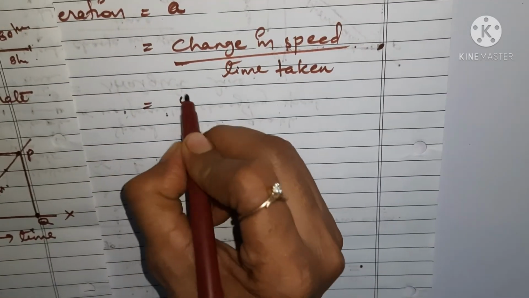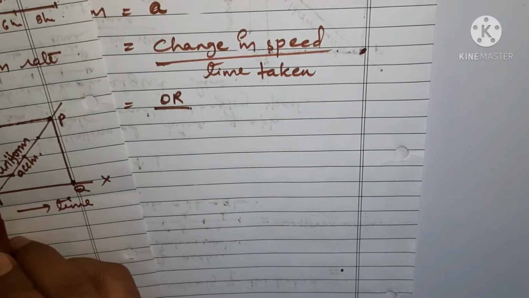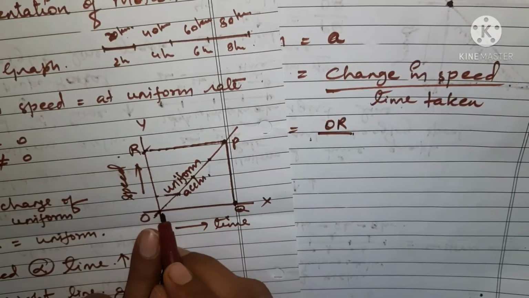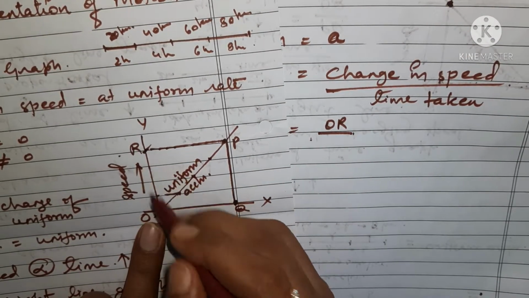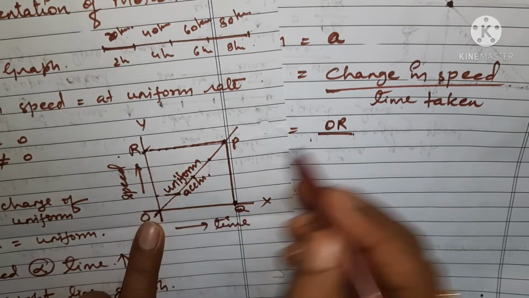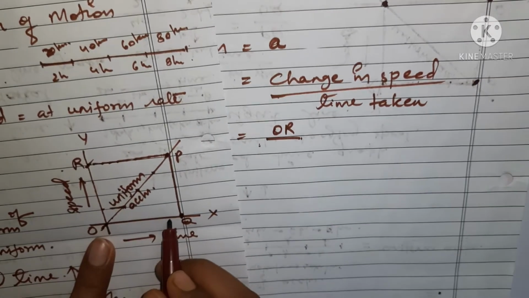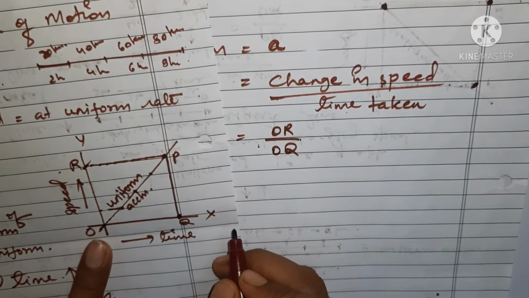OR. So you can write here OR, and then it is upon the time taken. What is the time taken from here to here? Time taken is OQ. Can you see? This from origin to R is your change in speed, so you have written OR. And from O to Q, the time taken by the body is O to Q, so it is going to be OQ.